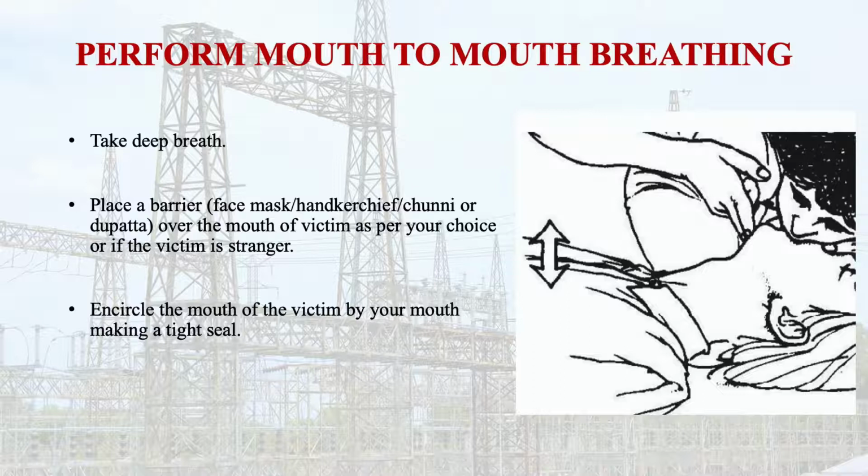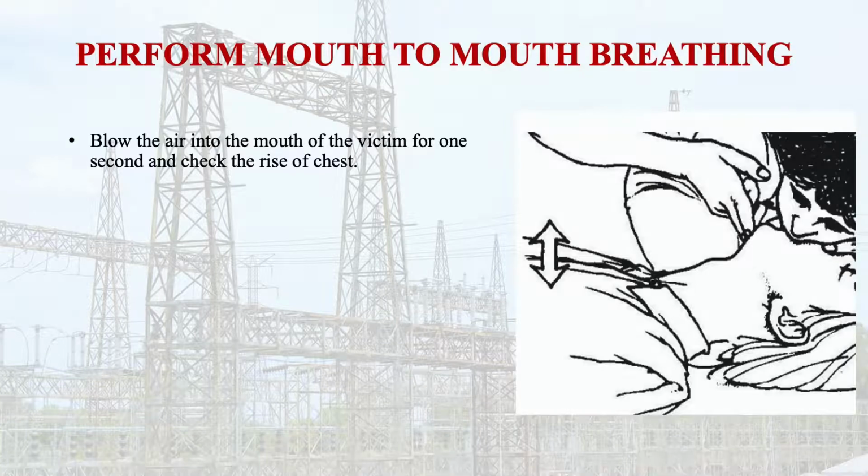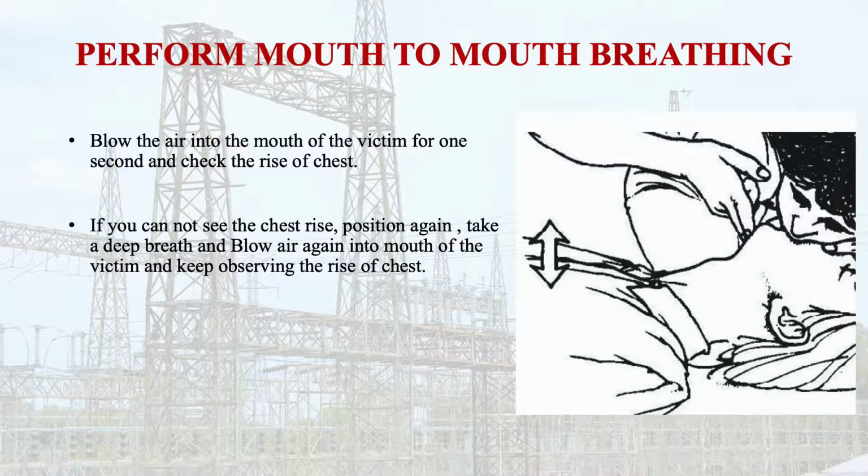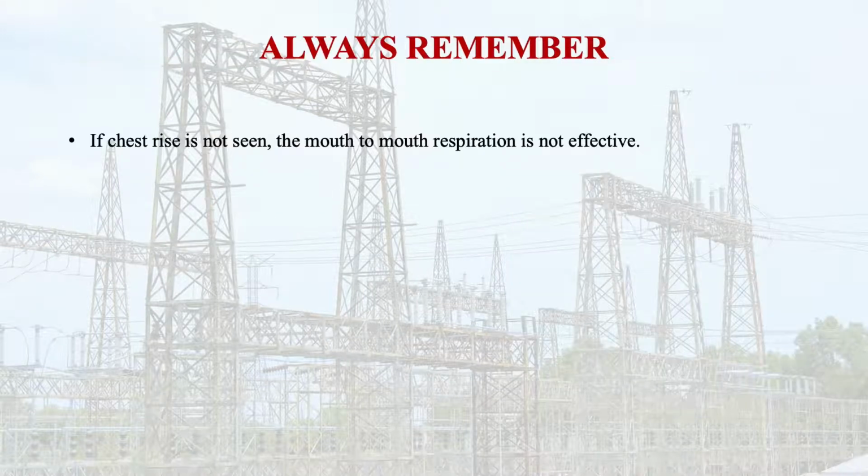You can see in the figure, the person has made a tight seal, and you should also pinch the nose of the victim. At the same time, you should keep checking whether your breathing is causing any rise in the chest of the victim, to find out whether your rescue breathing is working or not. Blow the air into the mouth of the victim for 1 second and check the rise of the chest. If you cannot see the chest rise, position yourself again. Take a deep breath yourself, then blow the air into the mouth of the victim and keep observing the rise of the chest. Always remember, if the chest rise is not seen, the mouth-to-mouth respiration is not effective.